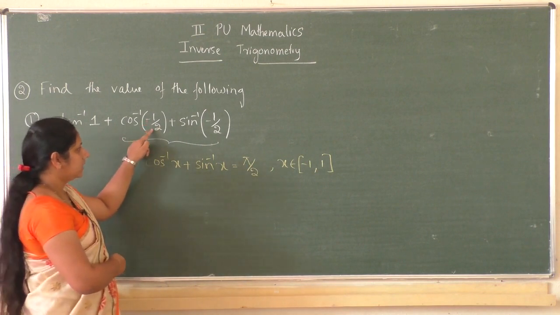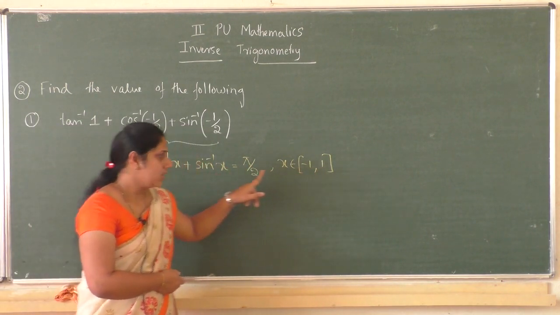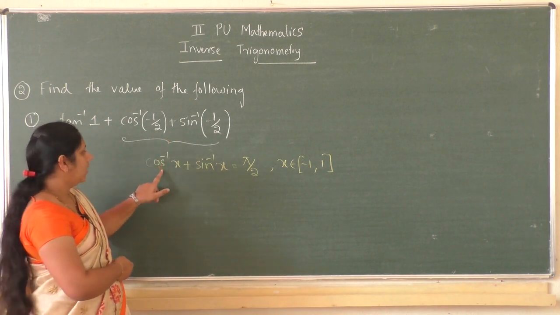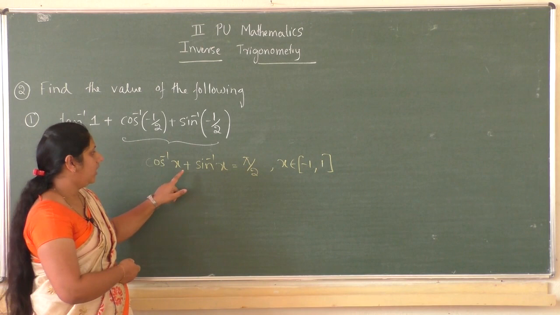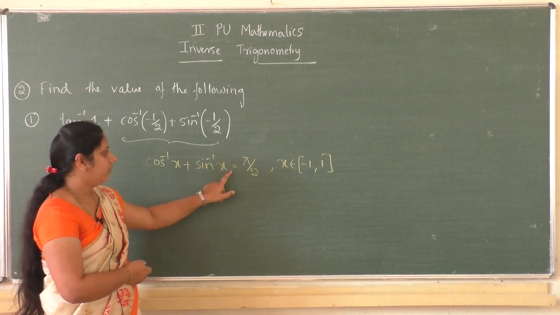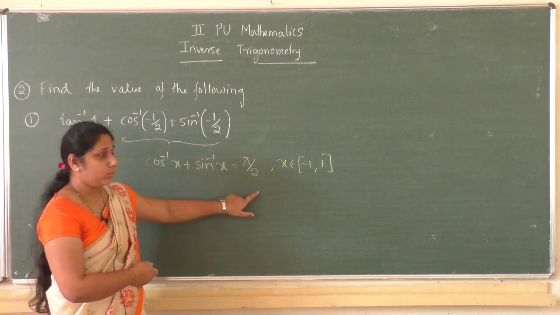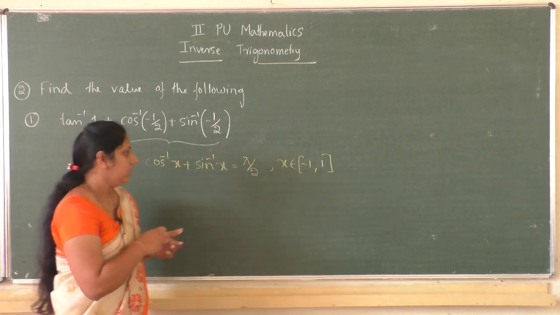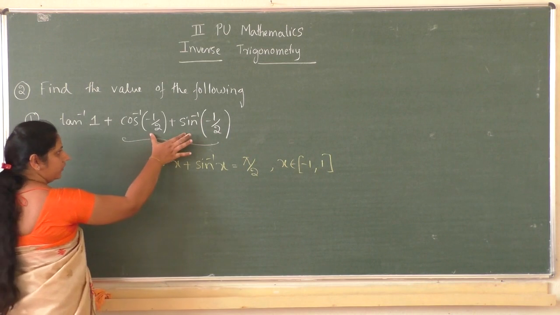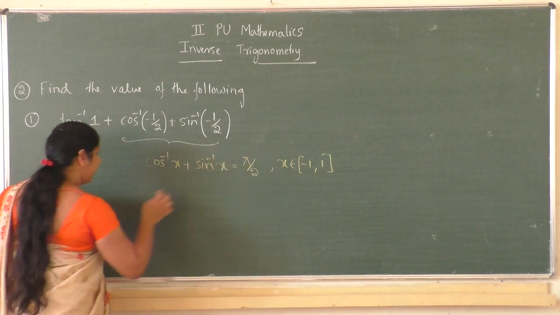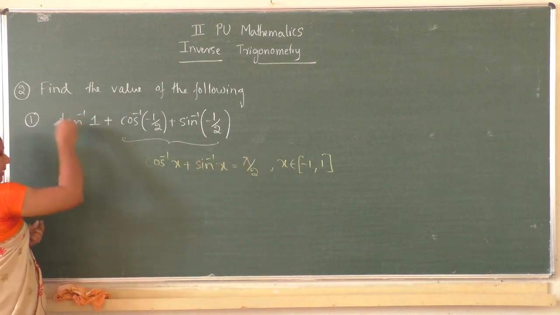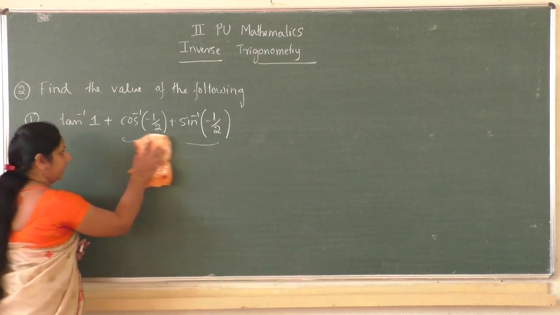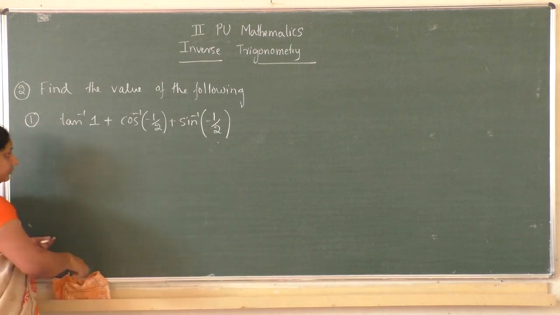See here, minus half belongs to this interval, so we can apply this formula in the place of this, that is cos inverse of minus half plus the sin inverse of minus half equal to pi by 2, as minus 1 by 2 belongs to the required interval. So in the place of these two terms we can write pi by 2, and we have to find the principal value of tan inverse 1, then simplify the answer. So this is the method.